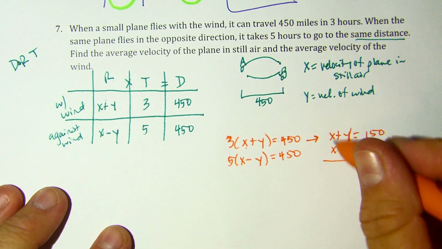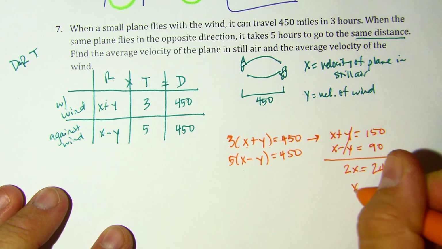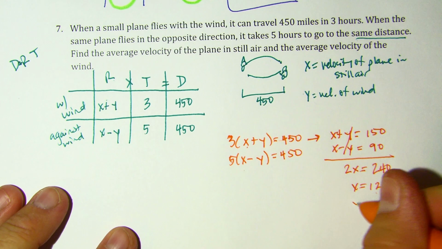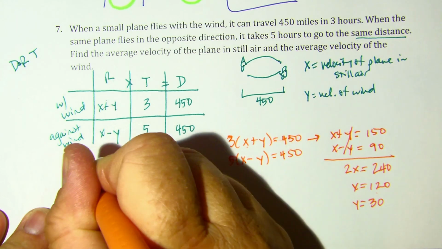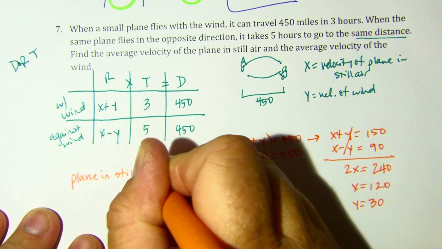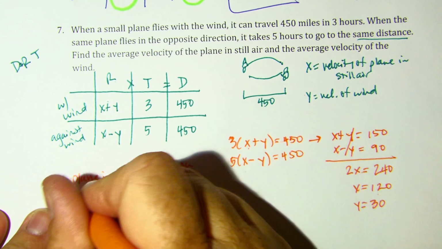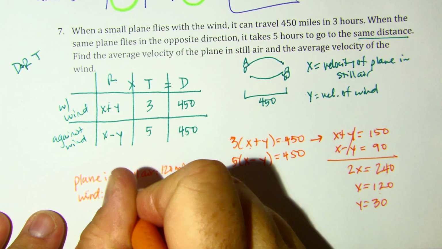My y's cancel out, and I have 2x equals 150 plus 90, which is 240. So x equals 120. If x plus y equals 150 and x is 120, then y equals 30. But we invented x and y. We want to make sure we answer the question. So the plane in still air is going 120 miles per hour, and then the wind is 30 miles per hour.